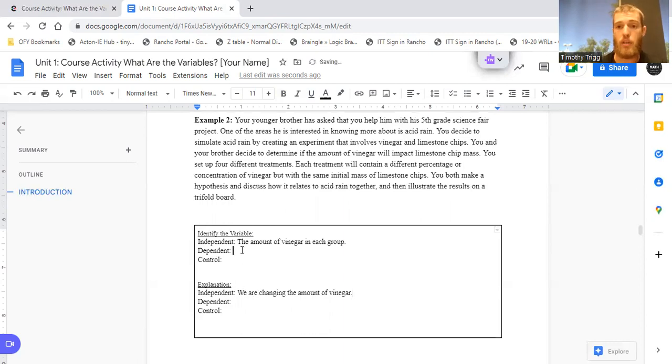Dependent variable is what you're measuring. So what are we measuring? In this case, the mass of the limestone chips. Okay. What makes it the dependent variable? This is what we're measuring. Okay. Control variable. So these are things that each group has that should be identical. So an example of the control group is the amount, the initial starting mass of the limestone.